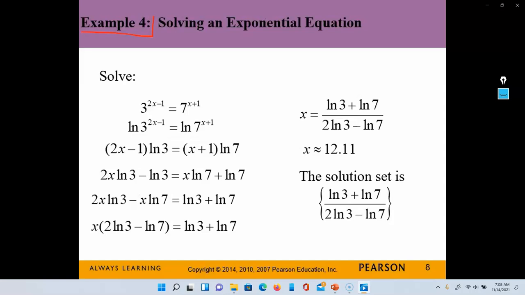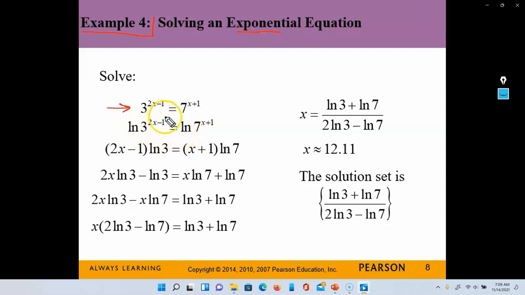Now, for example 4, they write it out very well here. So let's just take it in steps and follow it through. So there is our equation in exponential form. A base to an exponent equals a base to the exponent. Now, the bases are not the same. So what do we do? Well, we convert it to its log form, and we're going to use the natural log.